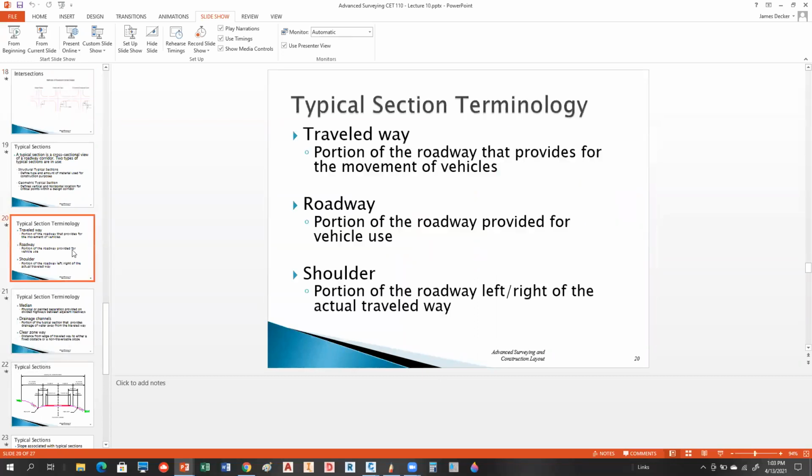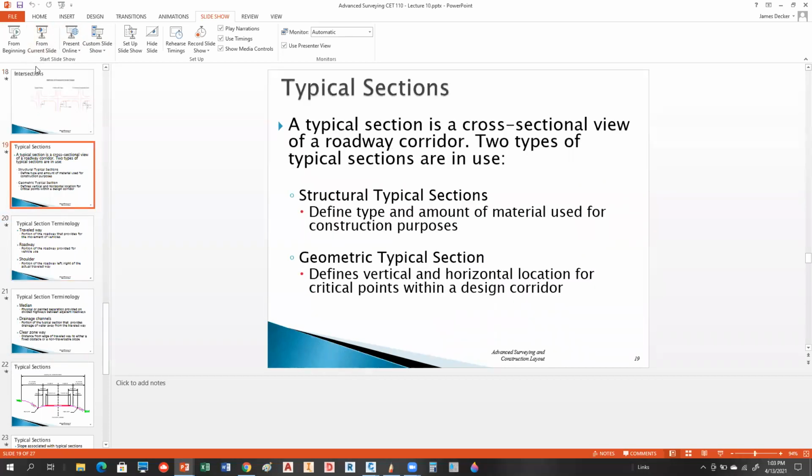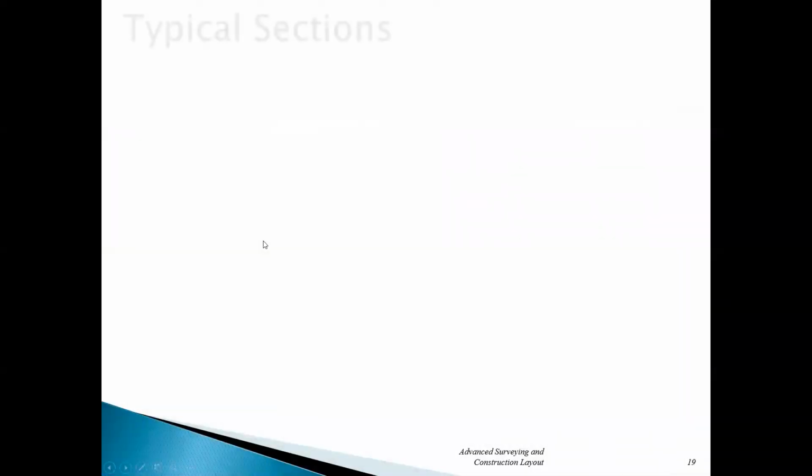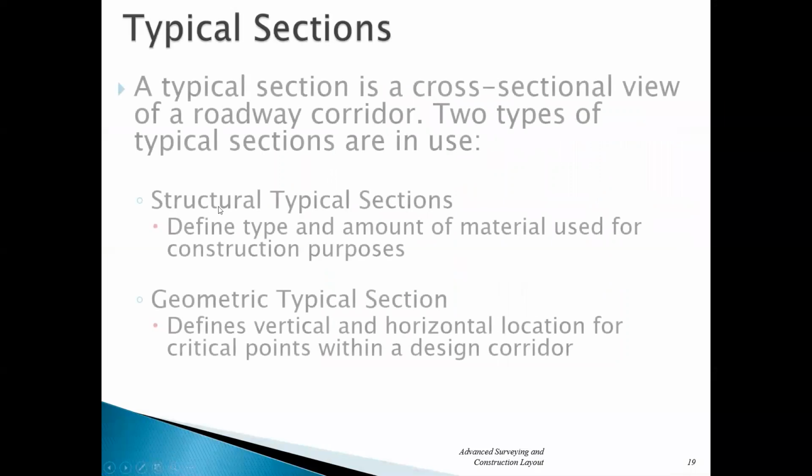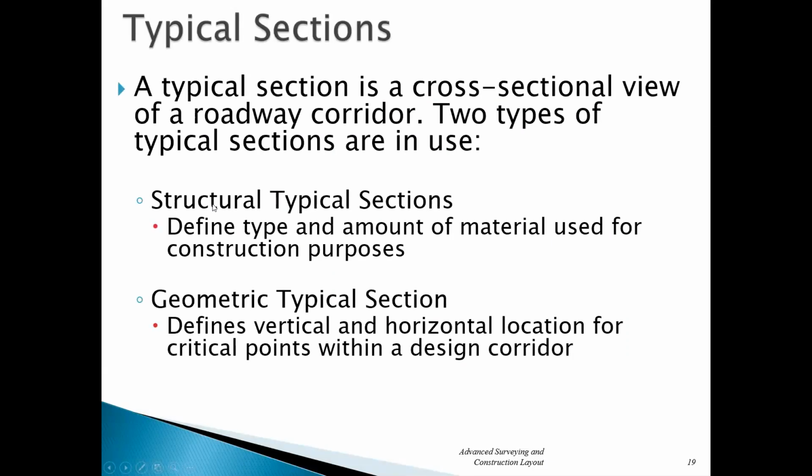All right, so let's come back here. All right, so we're going to take a look at typical sections. Just want to make sure I didn't cover. Okay, typical section. So these are cross-sectional views of your roadway corridor, and there are going to be two kinds of types that you see on highways and any kind of roadway. You either have what's called a structural typical section or geometric.